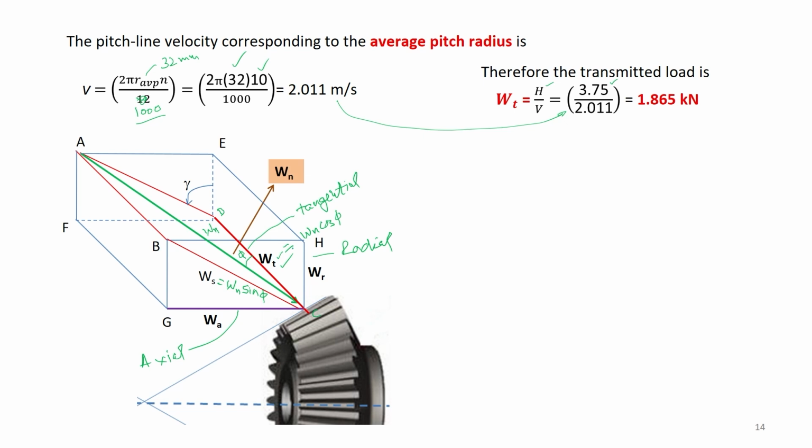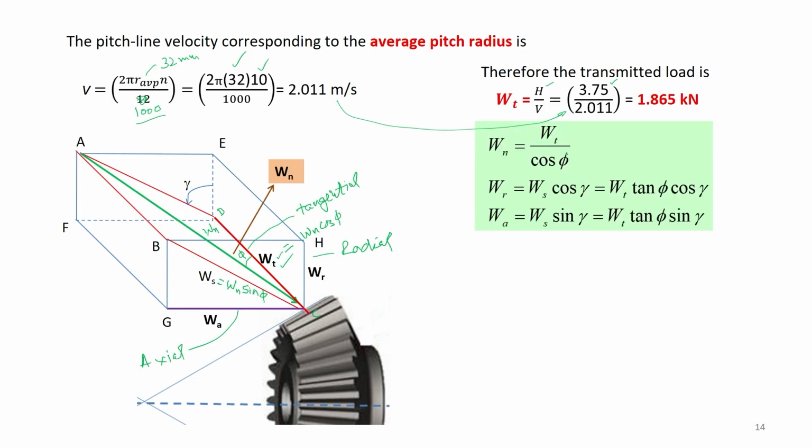Now, we know that Wt is equal to Wn cos phi, and so Wn is equal to Wt divided by cos phi. Wr, the radial force, will be obtained by taking the component of Ws in the direction of HC, and the angle between AD and ED is equal to gamma. ED is parallel to HC, so the angle between BC and HC is gamma.